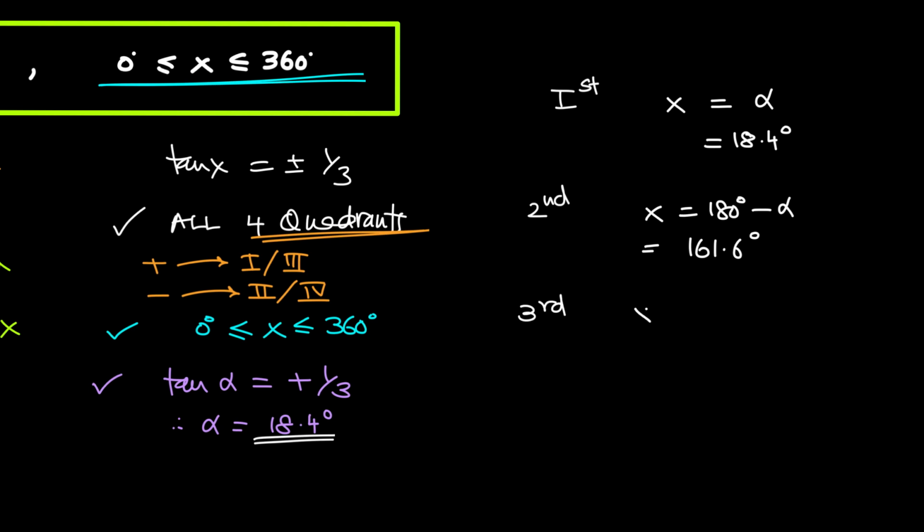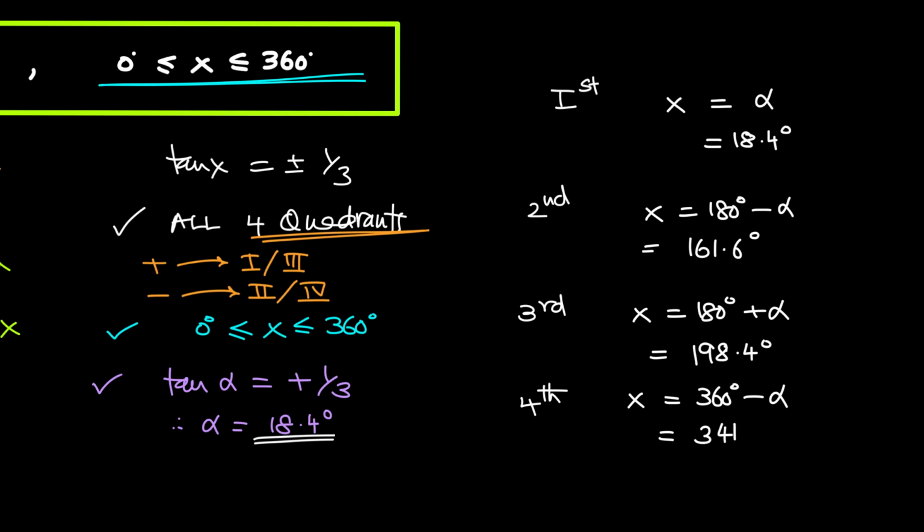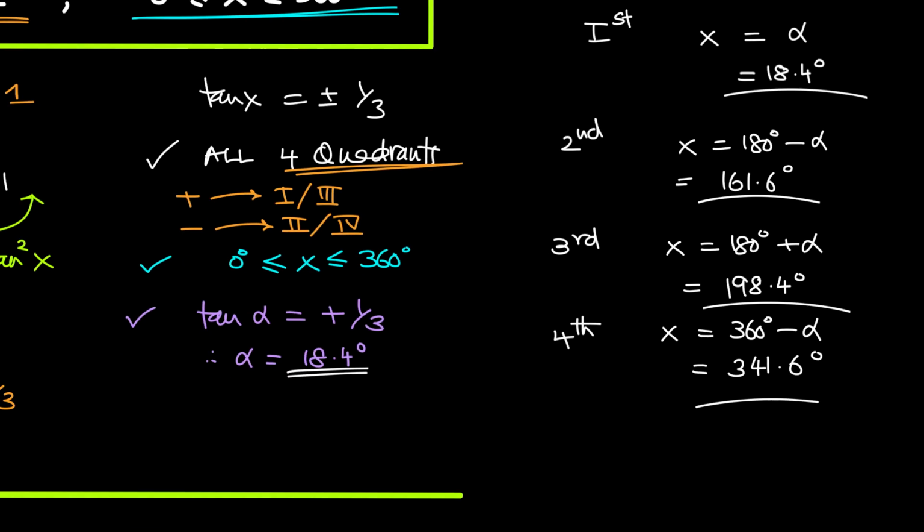In the third quadrant, x is 180 plus alpha. This comes out to be 198.4 degrees. And last but not the least, the fourth quadrant. x is 360 degrees minus alpha. Therefore, this comes out to be 341.6 degrees. So these are the 4 solutions of this particular question.